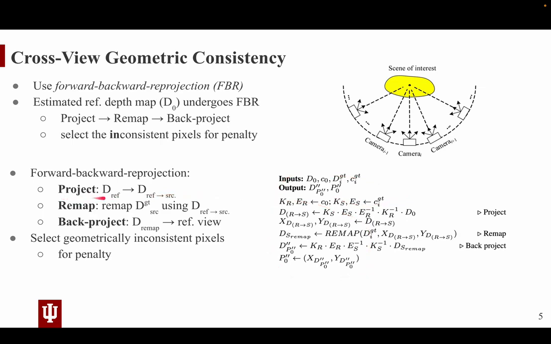The projection step uses the estimated depth maps and projects them to the source view. This is the step that defines the projection. It uses the intrinsic and extrinsic parameters from the source and the reference views. Using the XY coordinates of this projection, the ground truth is remapped, and then that ground truth is back projected using the extrinsic and intrinsic parameters of the same source view and the reference view, to the reference view, where we select the inconsistent pixels for penalty.